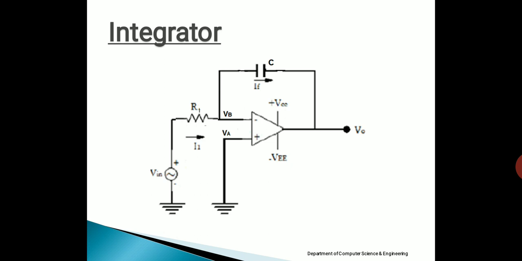What is I1? What is IF? Here I1 is the current through the resistance R1, IF is the current through the capacitor C. That is the only difference. The currents are exchanged here. In the differentiator, I1 was the capacitor current and IF was the resistor current, whereas in the integrator, I1 is the current through resistance R1 and IF is the current through capacitor C. Exactly in the same way, we'll apply KCL and proceed further, use the virtual ground concept, and show that the output is proportional to the integration of the input.